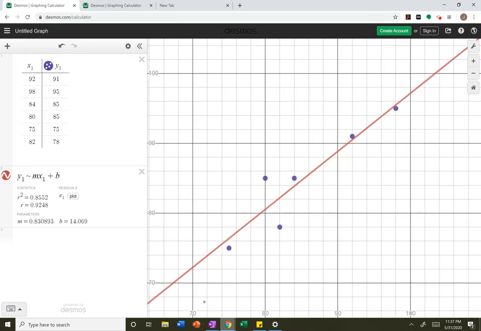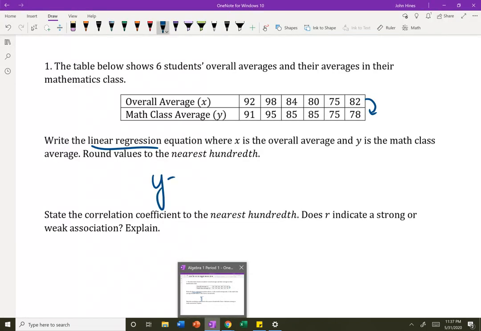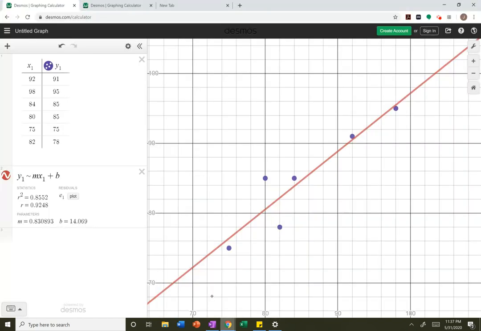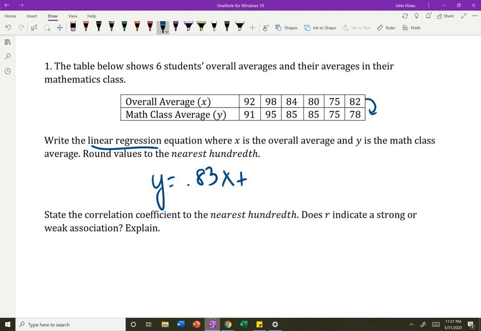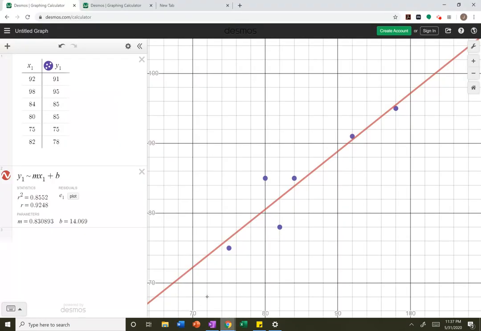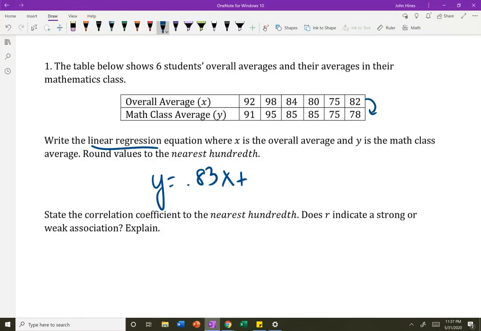There's my line of best fit passing through this data. So here's my line of best fit here, passing through as many points as we can. So we get the equation. There's my m and there's my b. 0.83 is my m. Y equals 0.83x plus b is 14 point. Tell me how to round. 100th, 2 places. 14.07. So there's my line of best fit.